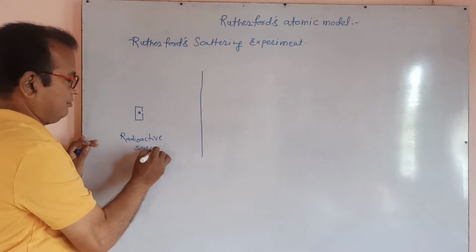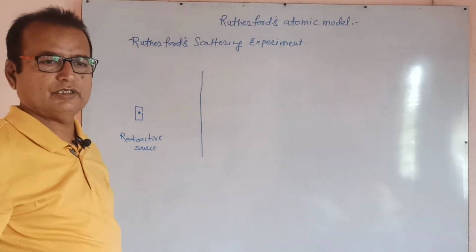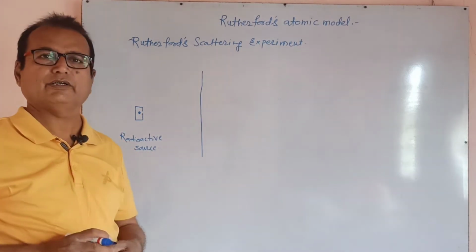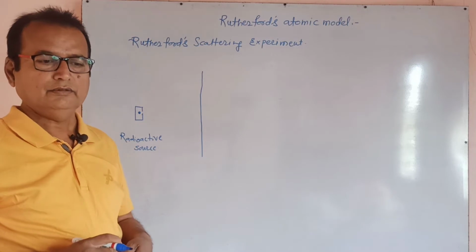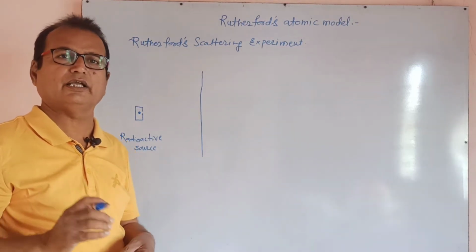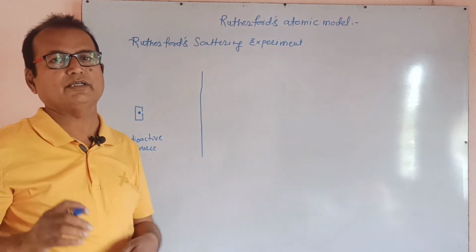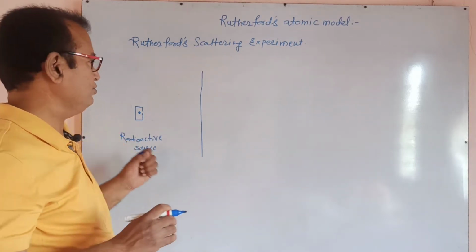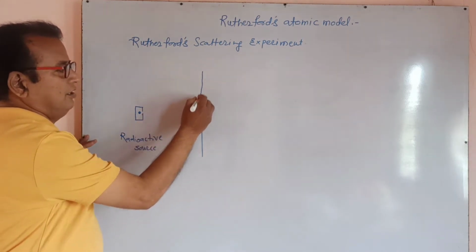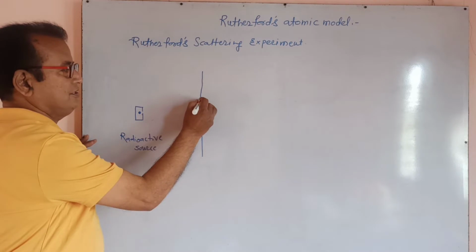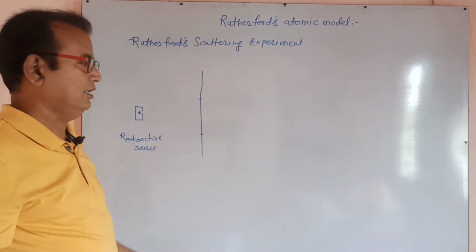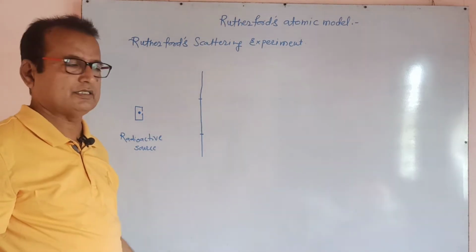Radioactive source means natural emission of alpha, beta, gamma rays by a heavier radioactive element. Alpha rays are positively charged, beta rays are negatively charged, and gamma rays are like X-rays. He used alpha particles, and alpha particles bombard this selected region of the gold foil.